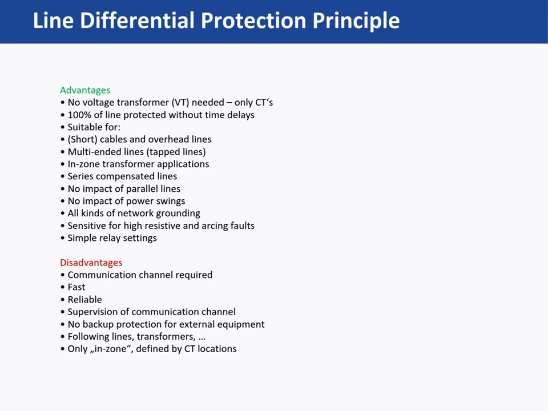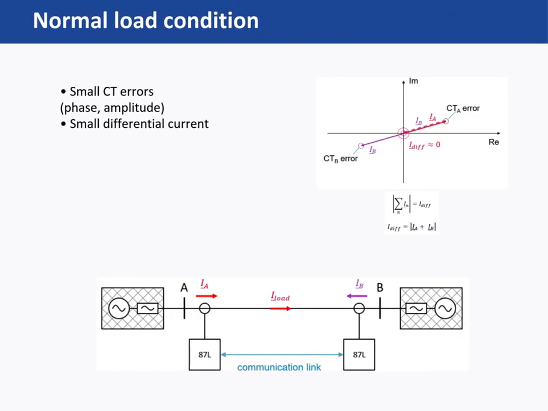On the other hand, there are some limitations. A communication channel is mandatory, and it must be supervised to ensure reliability. Differential protection only protects the defined zone between CTs, meaning it does not provide backup protection for external equipment, such as adjacent lines or transformers.